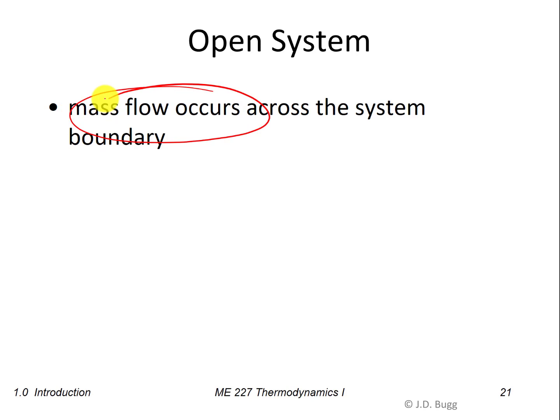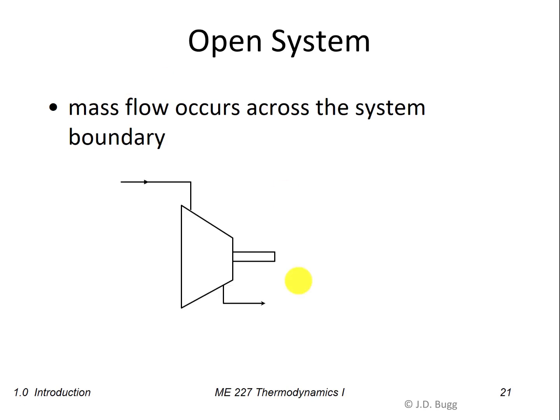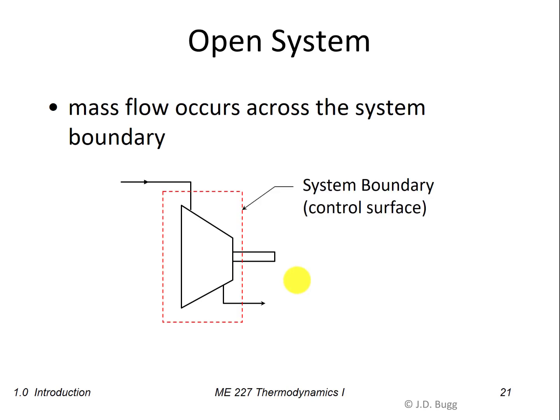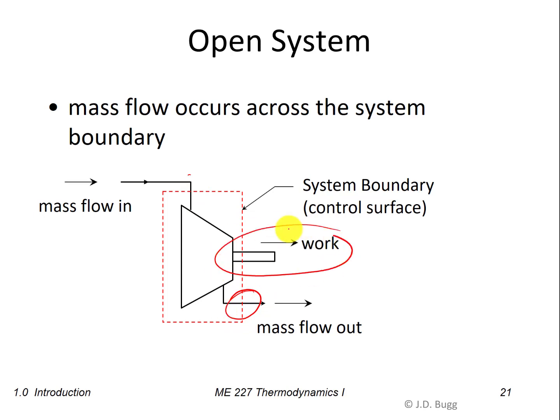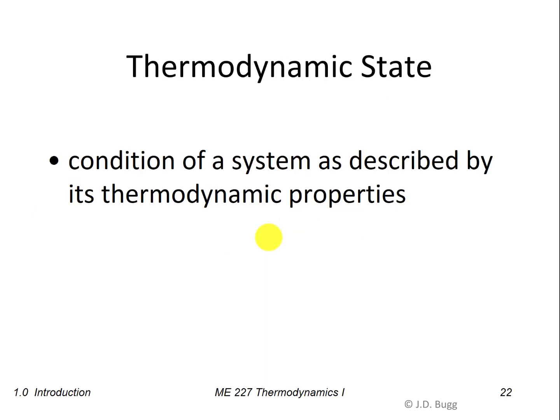So again, that's the single feature that distinguishes open and closed systems from each other, whether or not there's mass transfer across the boundary. So here's an example of an open system, and this is a compressor. We'll define a system boundary around this device, and we're interested in energy transfers across that boundary, but we also have mass flow into this control volume and mass flow out of the control volume. So this is an open system analysis. This system also has a work transfer across the boundary.